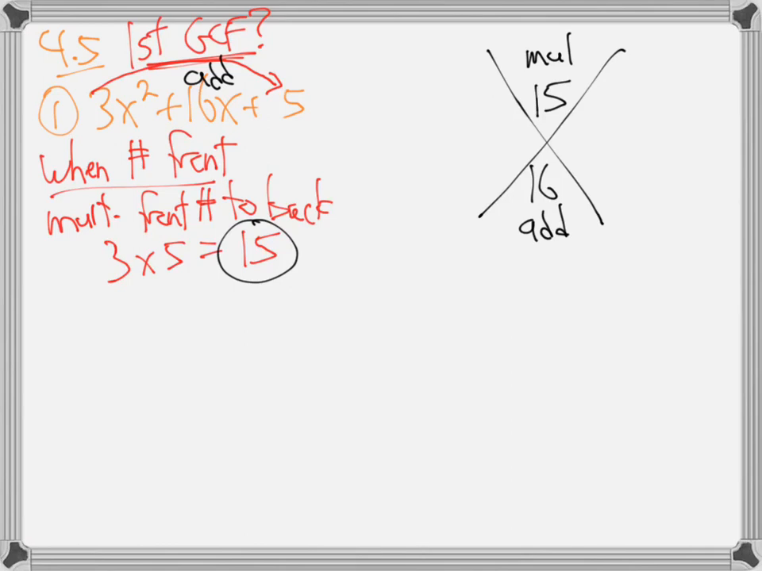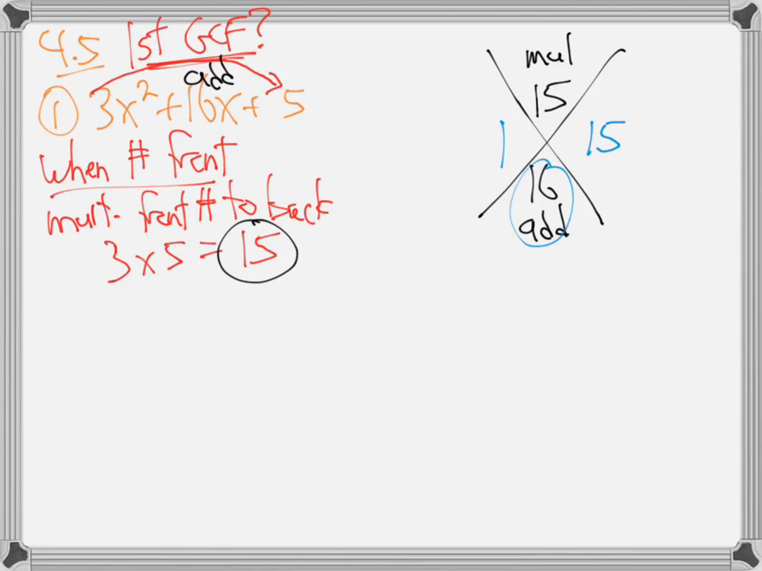Okay, so now we do the normal thing for the diamond. What two numbers multiply to be 15? What times what's 15 and adds to be 16? 1 and 15. Yeah, they times to be 15. They add to be 16, don't they?